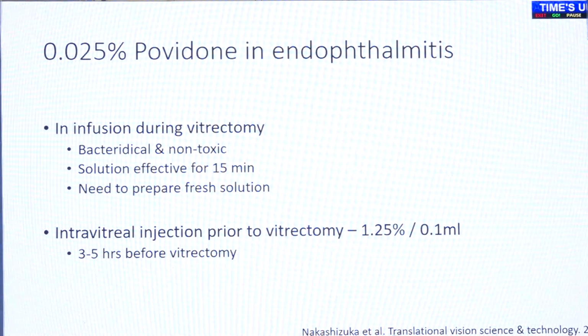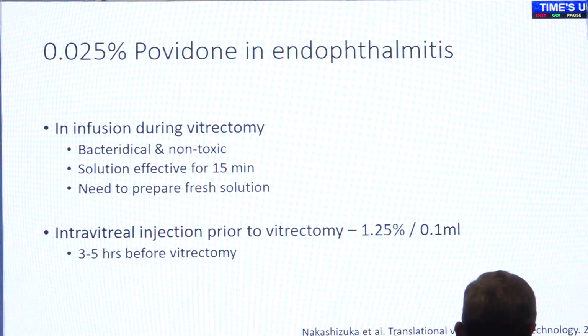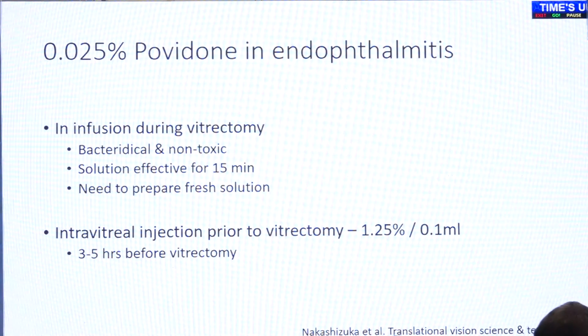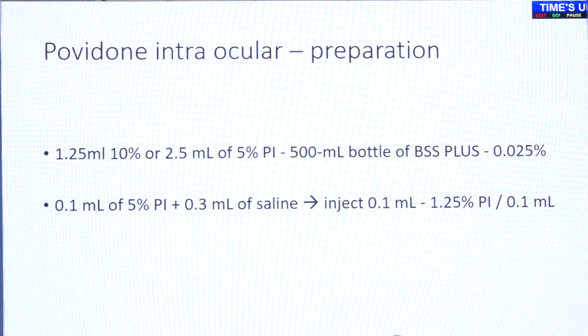Last bit is about povidone iodine. So you can use povidone iodine in the vitreous cavity. It's bactericidal, non-toxic, and the solution is effective for 15 minutes. So need to prepare a fresh solution every time you want to give it intravitreally. An intravitreal injection prior to vitrectomy has been studied in one study where they have given 1.25% of 0.1 ml, and 3 to 5 years before vitrectomy, they inject inside, they go inside and do a vitrectomy. But you can leave the povidone iodine in the vitreous cavity as a kind of an agent as well.